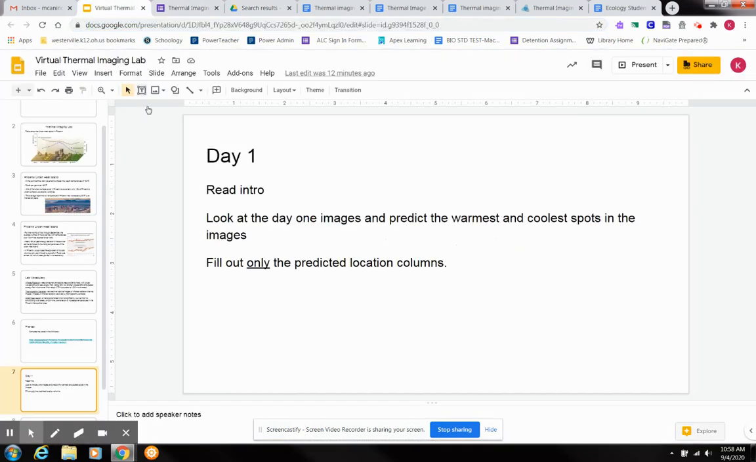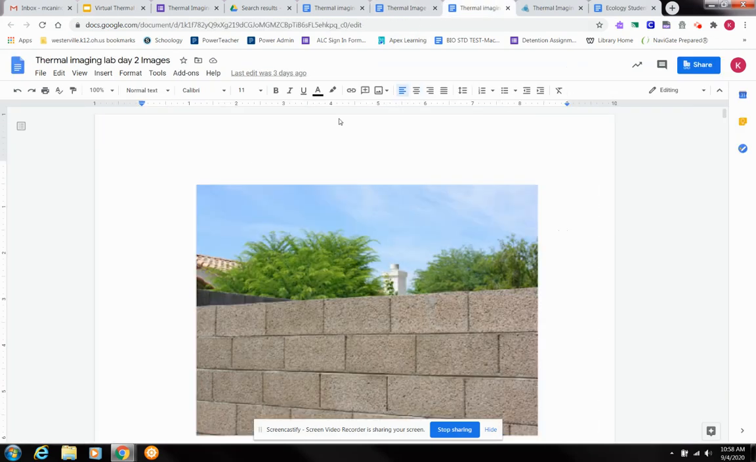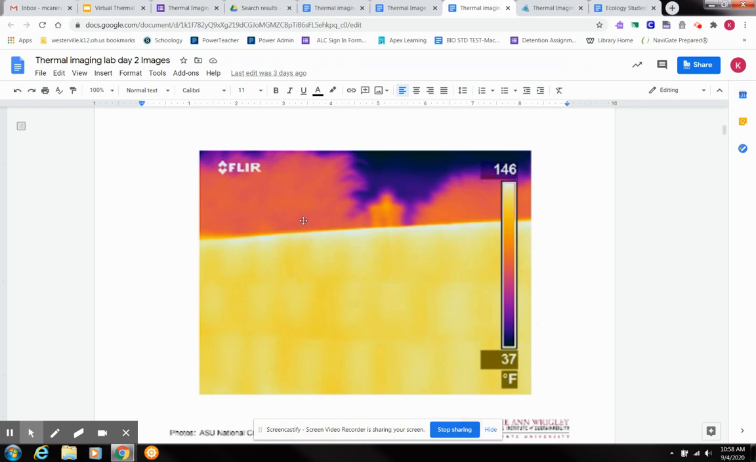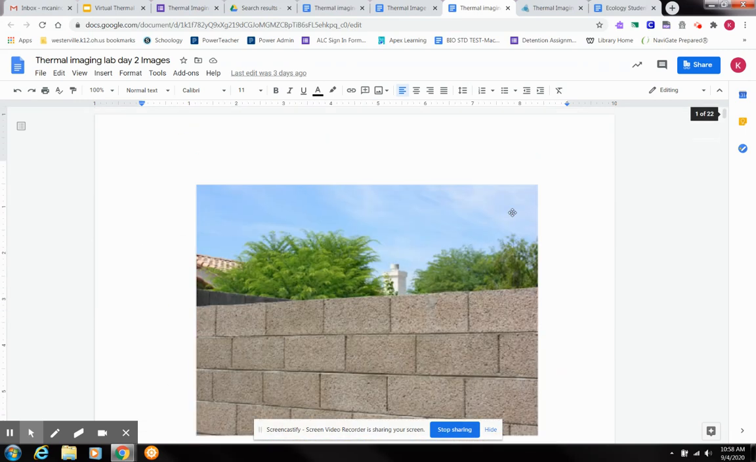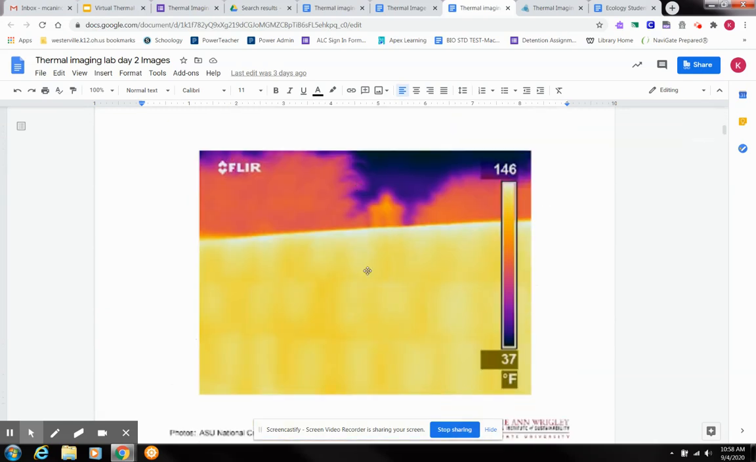Okay. So then day 2, you're going to look at the thermal images on day 2. All right, so I'm going to show you those as well. So here is the day 1 image, but here is the thermal image that you're going to want to look at. Each one of these is going to have the original picture and then its thermal twin right after it. You're going to look at this ruler right here on the side. It shows you the darkest is going to be the coolest spot and the warmest are going to be the brightest.